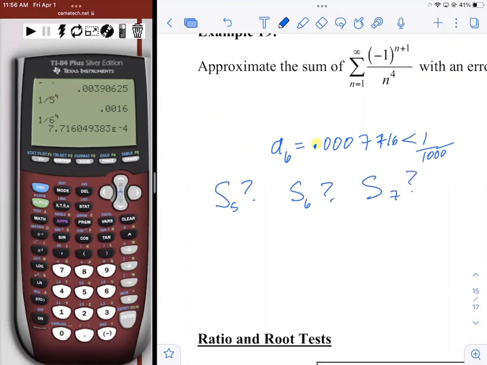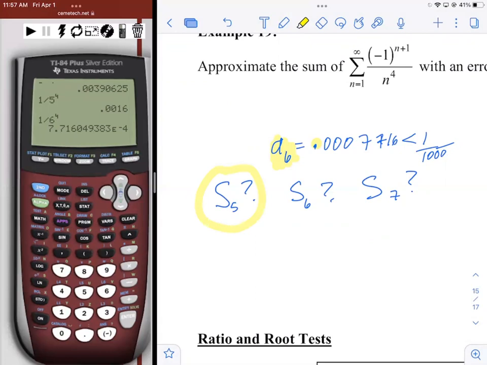S sub 6. You've got to find S sub 5. S of 6, X of 6. The error is going to be within the first unused term. This was the first term, so that's going to be the first one that I don't use. So I'm going to find the sum of the first 5. I'm going to add up the first 5 terms because the 6th term is the first unused one. It's not wrong if you say S of 6 or S of 7.